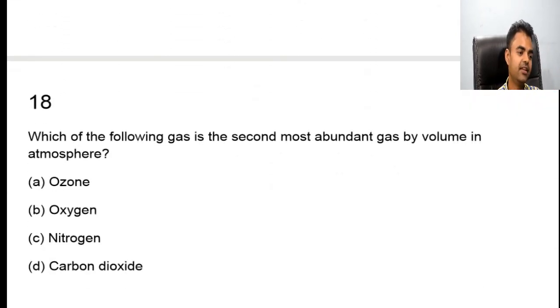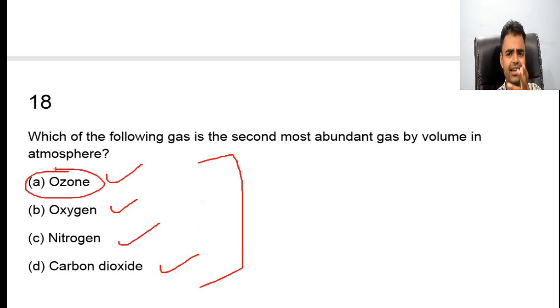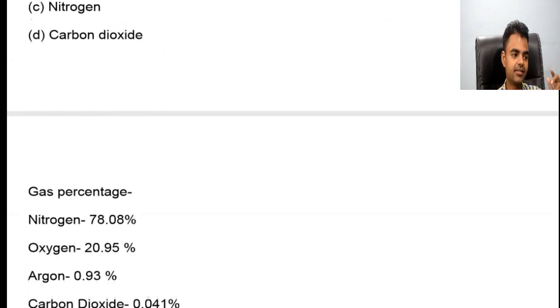That is the 18th question: ozone, oxygen, nitrogen, carbon dioxide. For answering this question, ozone is not a gas, basically it's a layer. The ozone layer is present in the stratosphere. There are many types of layers: ionosphere, lithosphere, stratosphere. So the ozone layer is present in the stratosphere.